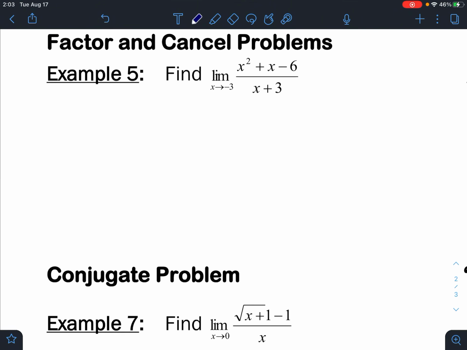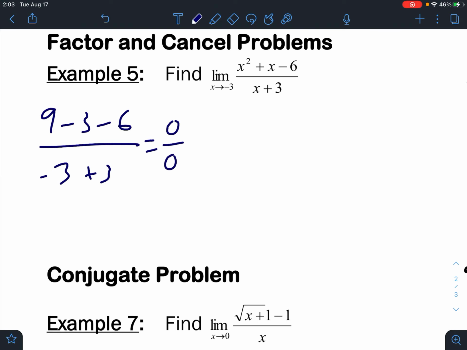Example 5, what you want to try to do right away is put negative 3 into this problem. We would get 9 minus 3 minus 6 over negative 3 plus 3. And if you simplify that, you get 0 over 0, which is good news and bad news at the same time. The bad news meaning you got to do a bit more work. But the good news is that the limit does exist.